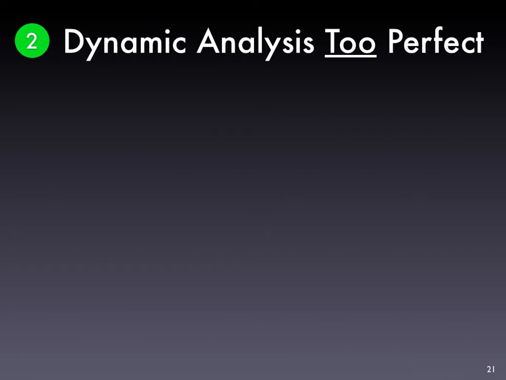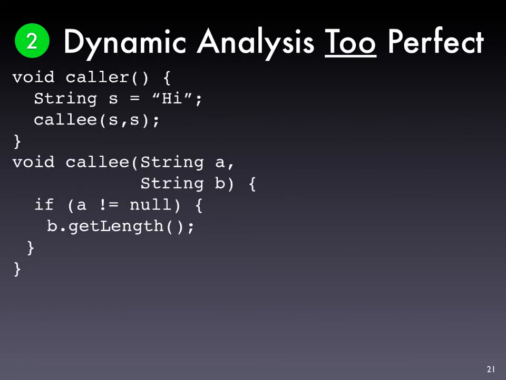The other problem that trace interpretation solves is that dynamic analysis can be too perfect. Let me give you an example of this. Here I have two methods, a caller and a callee. And the key thing about this example is that the callee takes two parameters, and the caller passes the same value, high, into both of them. And then the callee checks one of its parameters and then dereferences the other.